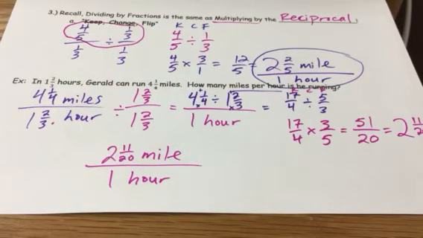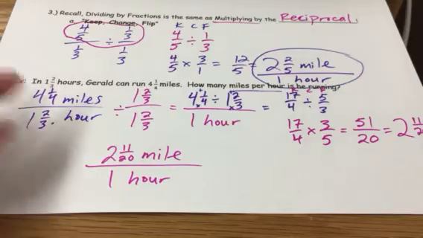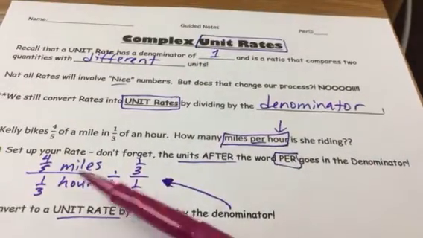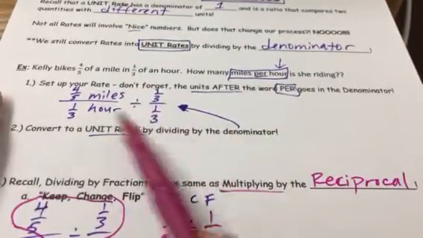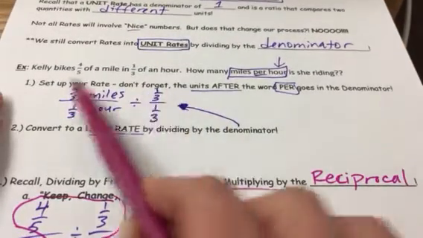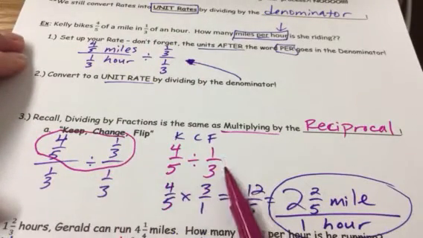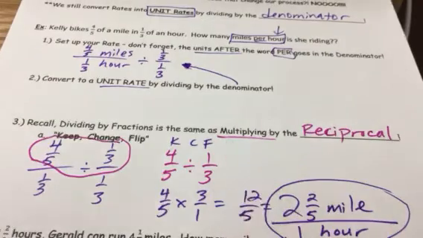Again, just to summarize, when you're converting nasty unit rates, set up your units first, and then divide by your denominator, which will probably give you some type of fraction division problem, and we solve fraction division by multiplying by the reciprocal. Keep, change, flip.